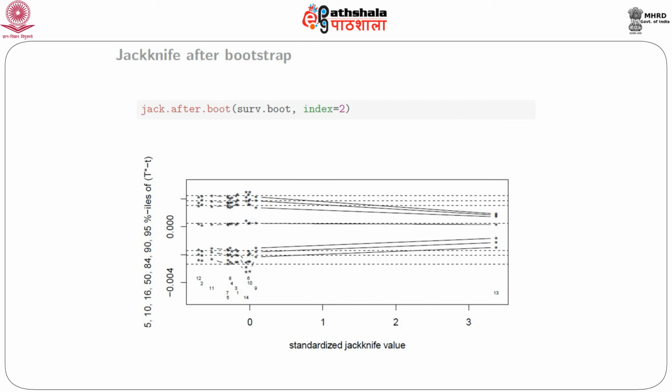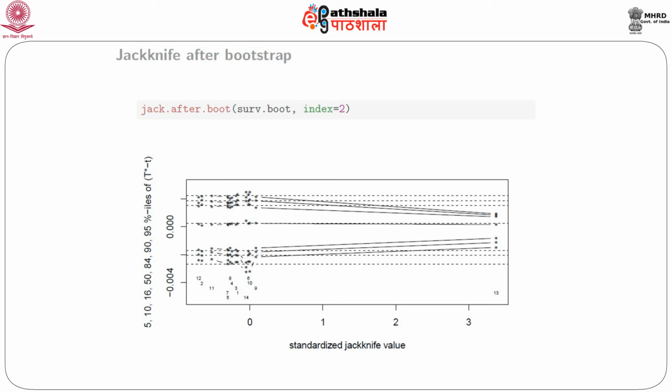Now, there is a utility plot called jackknife after bootstrap, which shows the effect of t star minus t, that is the bias of resampling from data sets from which each of the observations has been removed. So, if we use the command jack.after.boot(surf.boot, index = 2), because surf.boot is storing both the intercept and the slope, index equal to 2 denotes the slope.